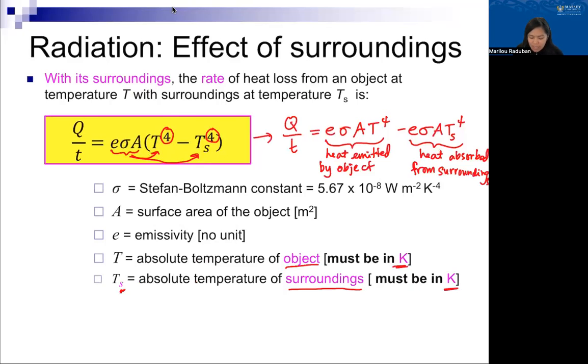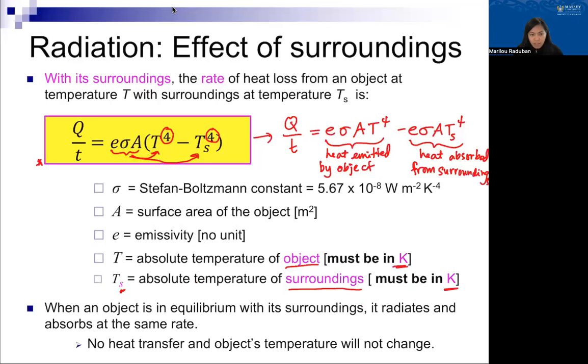So usually it's this equation that we will use often, because if you have an object that's emitting radiation, it will always have a surrounding environment, right? It will always have an atmosphere around it. It's only when the temperature of the surroundings and the temperature of the object are the same that the amount of heat emitted is equal to the heat absorbed, and temperature will not change. So, yeah.